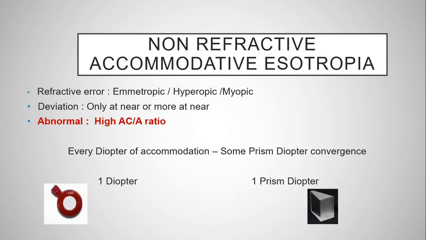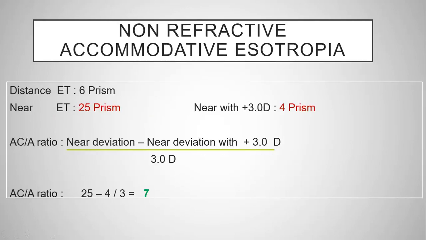Next is non-refractive accommodative esotropia. Here all types of refractive error can be associated: hypermetropia, myopia, astigmatism. The deviation is only at near or more at near, and here a high AC/A ratio is there. So every diopter of accommodation has some prism diopters of convergence. Here is a clinical scenario. A 7-year-old child: at distance we got 6 prism diopters, at near it is 25 prism diopters, and after +3 diopter, near is 4 prism diopters. With the gradient method, the AC/A ratio: near we got 25, and with +3, that is 4, divided by 3.